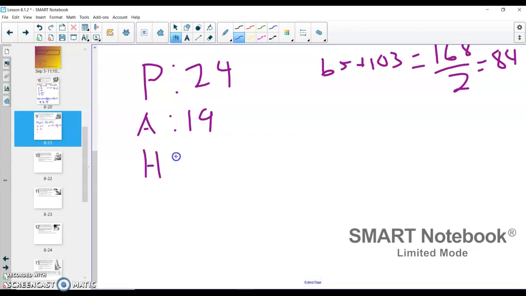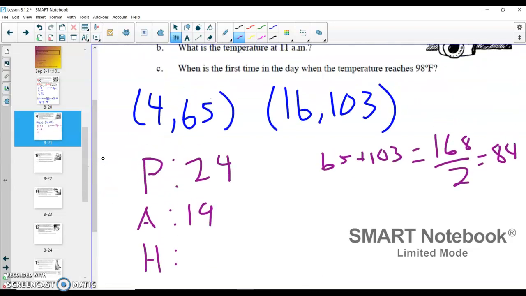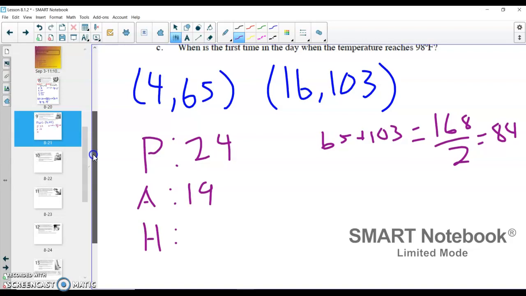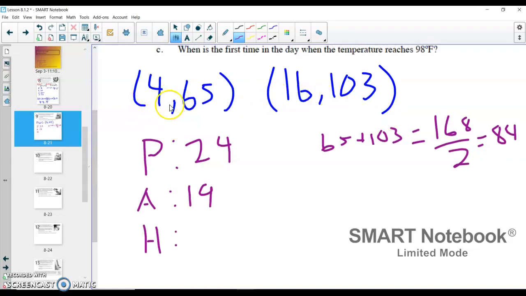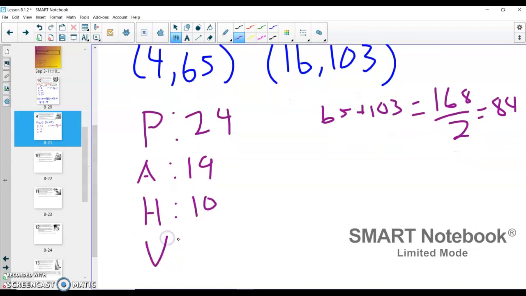My horizontal shift, because I'm going to use the sine function, because I can't really go back any further without going kind of negative time, is the middle point between 4 and 16, and that is 10. You could do that similar to how I figured out my midline: 4 plus 16 is 20, 20 divided by 2 is 10. And then the vertical shift is, as always, my midline, which is 84.